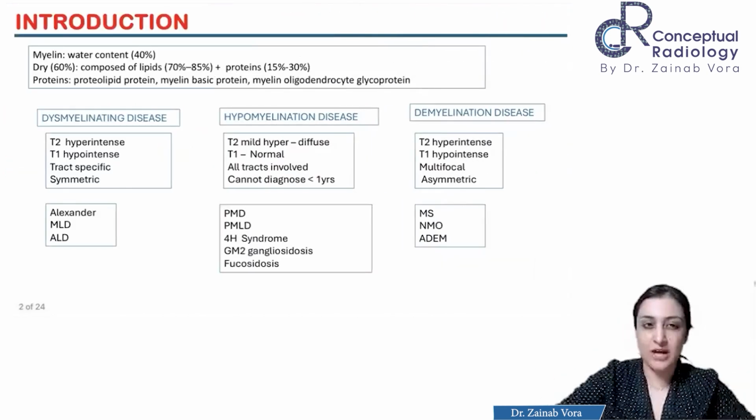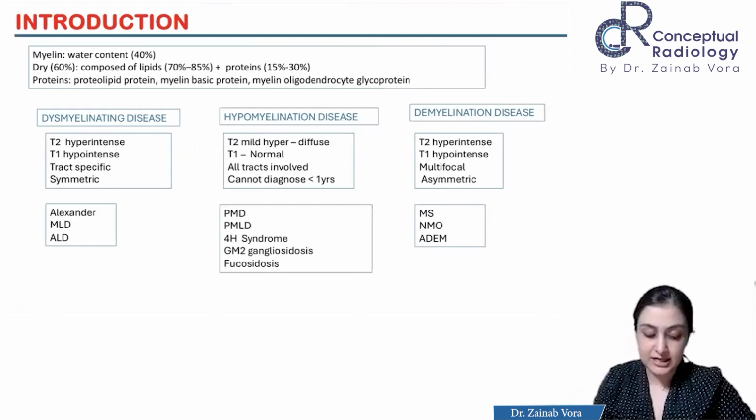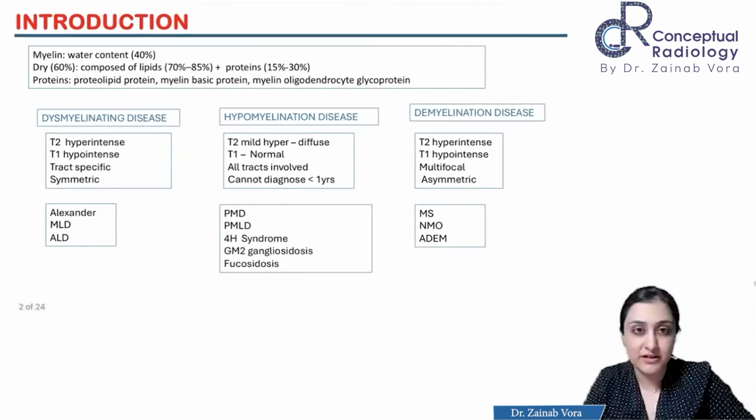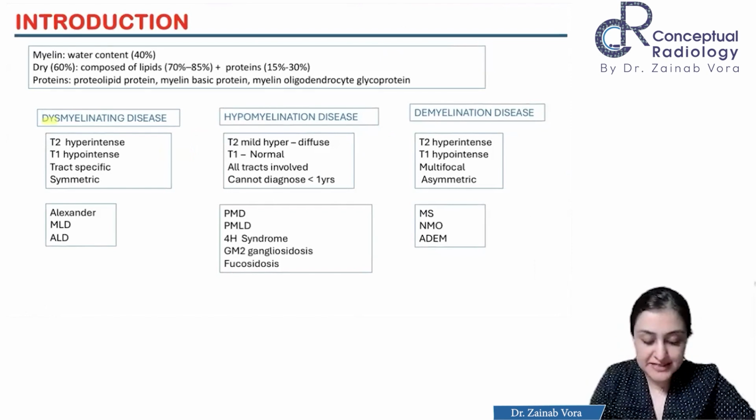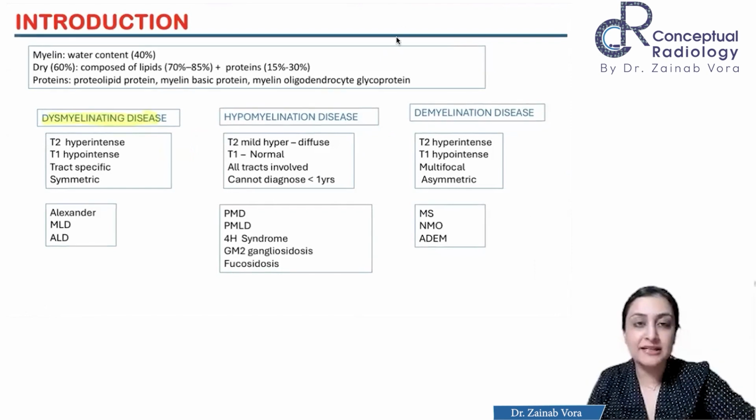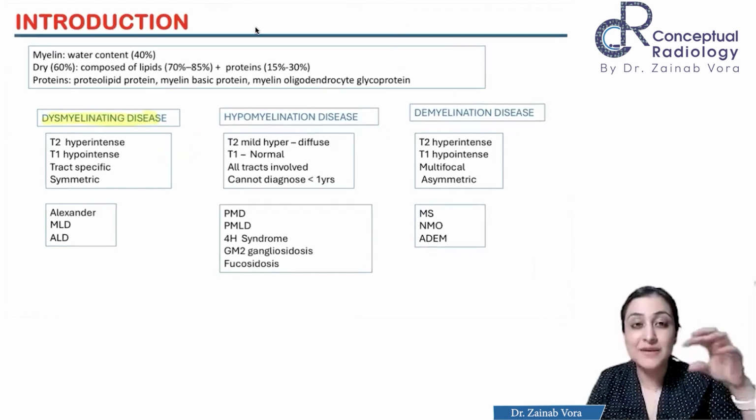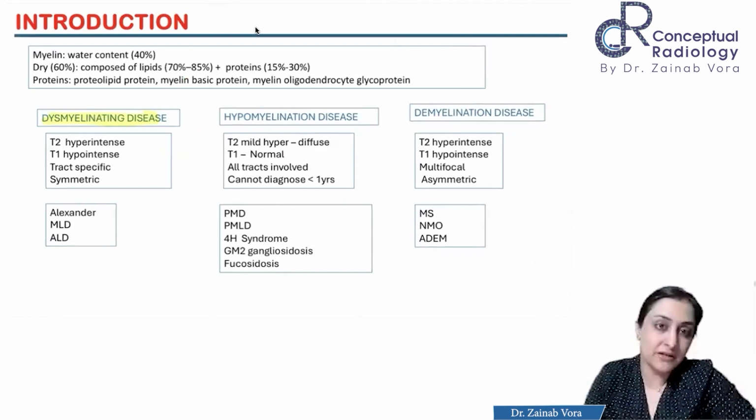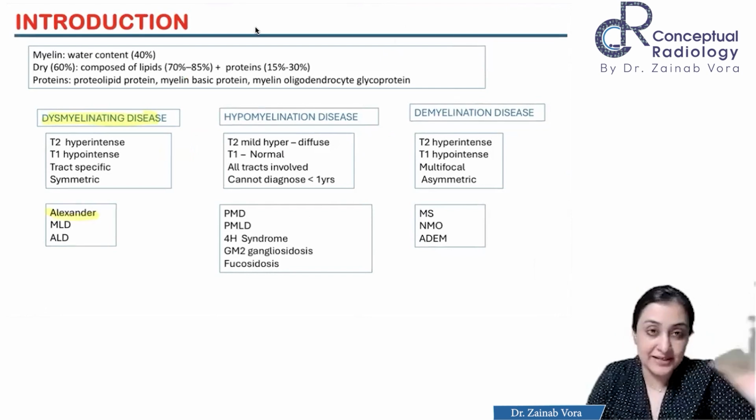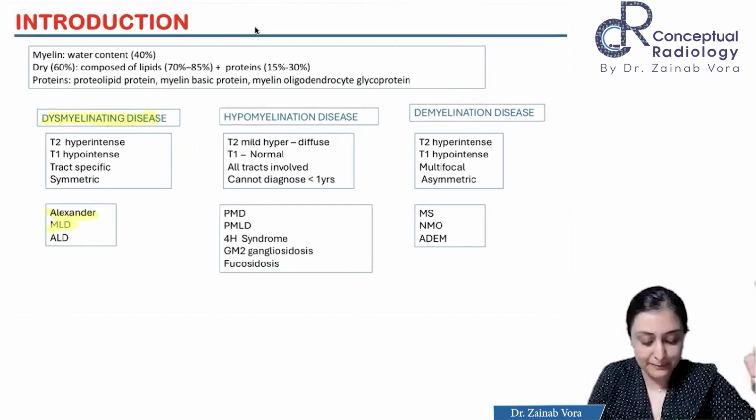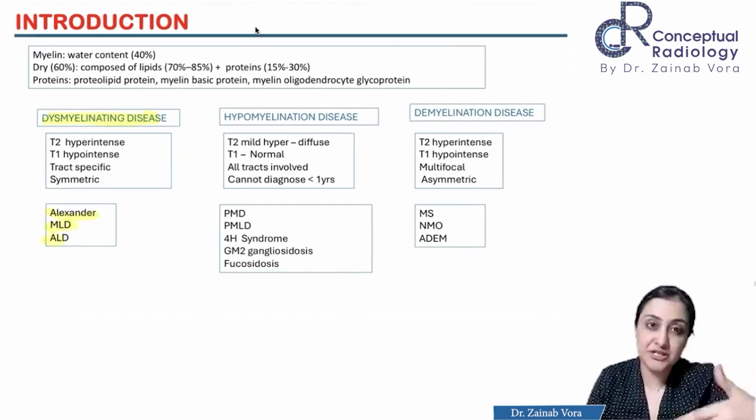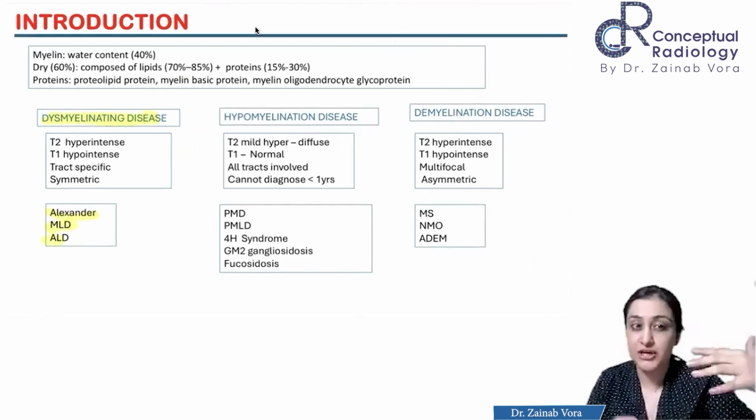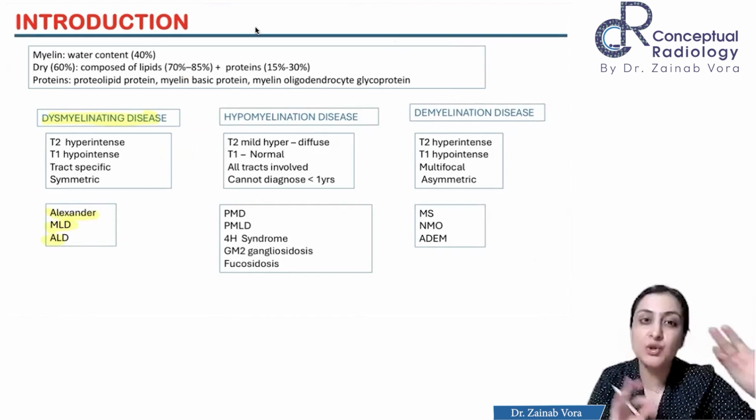So just to start off from what concept we learned in the last class, there are three groups of white matter disorders, or there are three groups of myelin disorders. One is dysmyelinating. Dysmyelinating means that the myelin that is being deposited is chemically abnormal myelin, which we learned, you know, all of the patterns: Alexander is anterior, then butterfly pattern is MLD, posterior is ALD, and so on and so forth. So those are dysmyelinating, abnormal myelin.